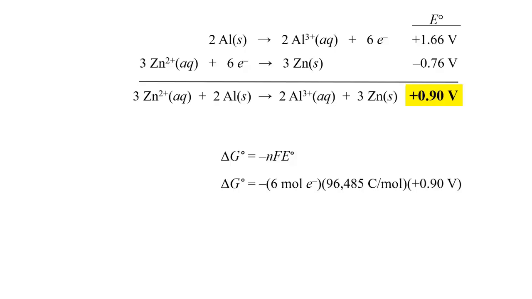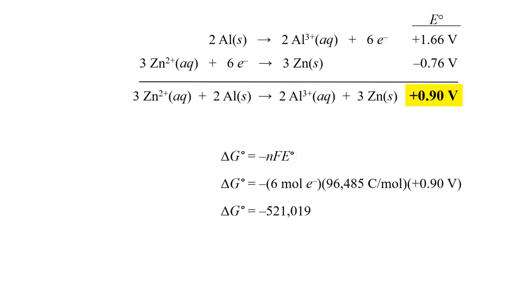So my delta G is equal to negative n, which is 6, times the Faraday constant, 96,485 coulombs per mole of electrons, and then times the standard cell potential, which is positive 0.90 volts. Remember that a coulomb times a volt will equal a joule. So here's my unrounded answer on my calculator. I got negative 521,019. Again, the units would be joules.